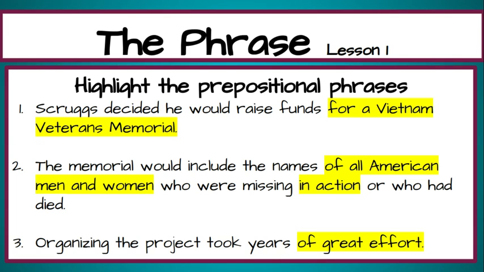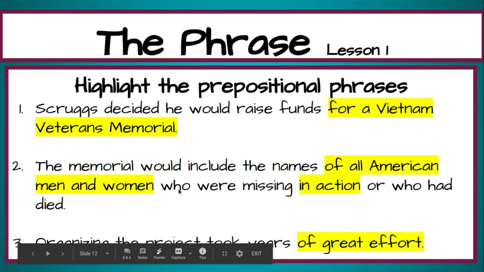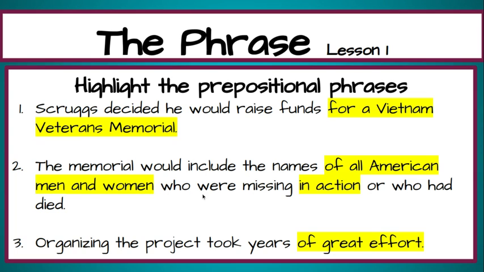Number 2, the memorial would include the names of all American men and women who were missing in action or who had died. We have 2 different prepositional phrases here. Of all American men and women, starting with the preposition of and ending with women, because the word right after it is a subject going with the verb were. So who is the subject going with the verb, the helping verb were, the complete verb phrase, of course, is were missing. So we don't include these because they're subjects that go with verbs, and subjects and verbs do not belong in phrases.